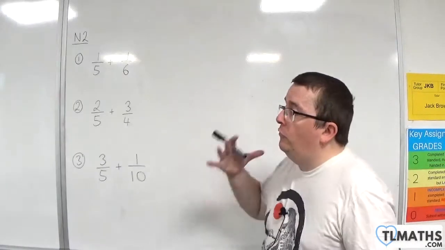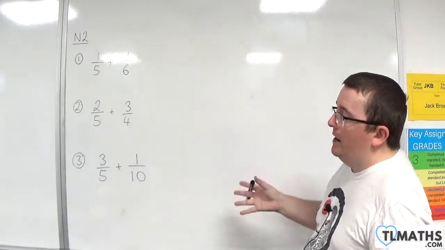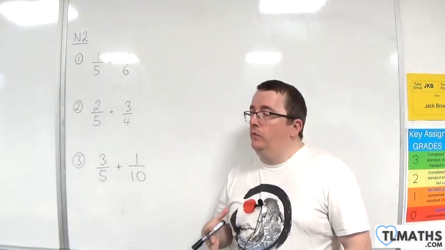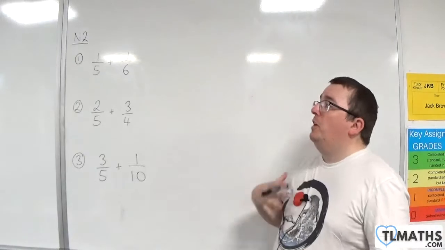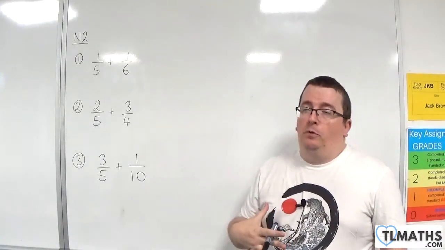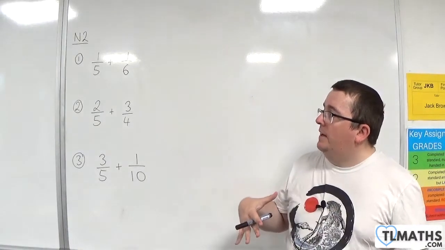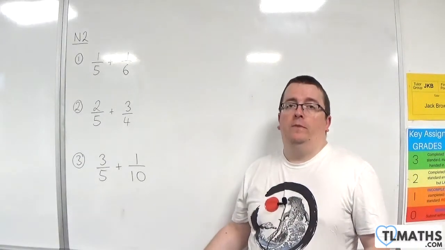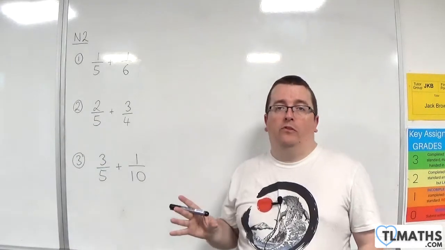So in this video, I want to go through some examples of adding together fractions with different denominators. Now, what I'm going to do is go through both methods, lowest common multiple via the denominators and cross multiplication, so you can see how both of them work.